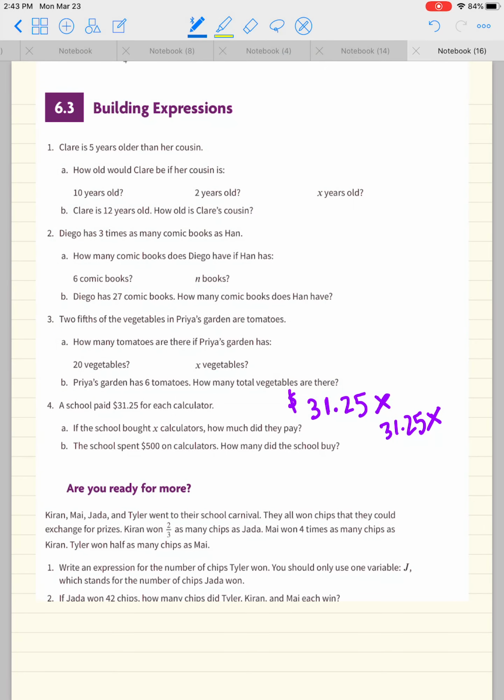B says the school spent $500 on calculators. How much did the school buy? Okay, this is now where we plug the problem in. So we now have $31.25 times 500. Okay? If you're feeling good about this, go ahead and try and solve that on your own. I will walk you through how to solve it otherwise.